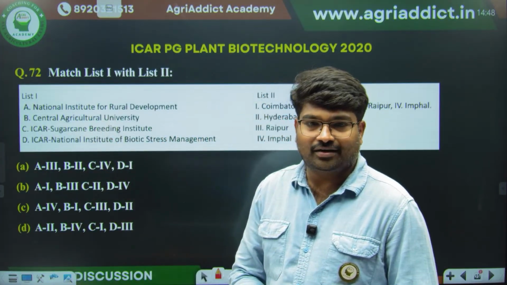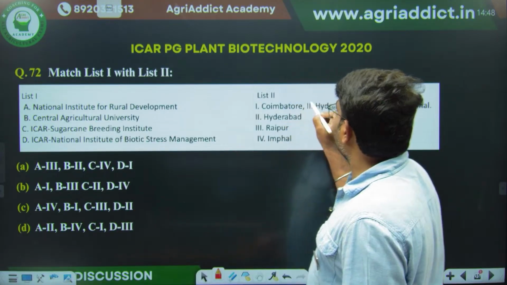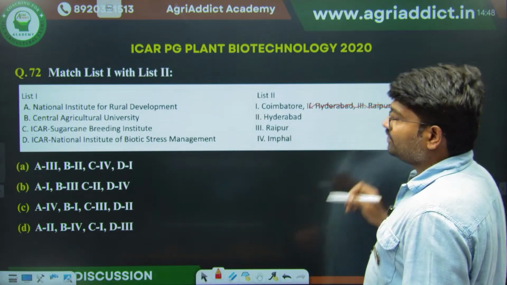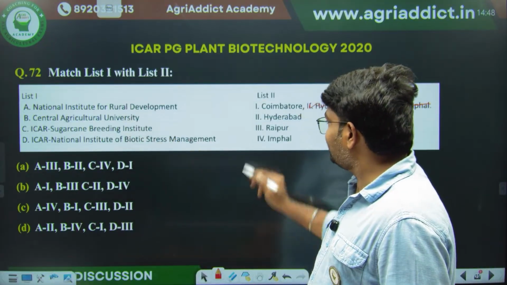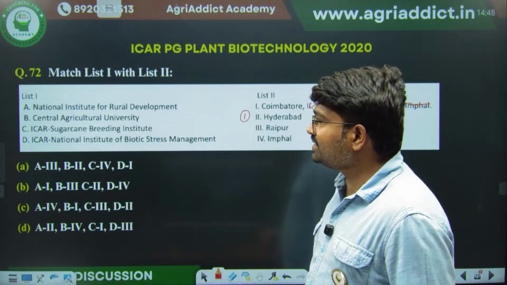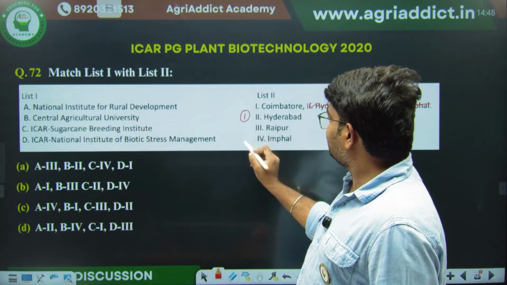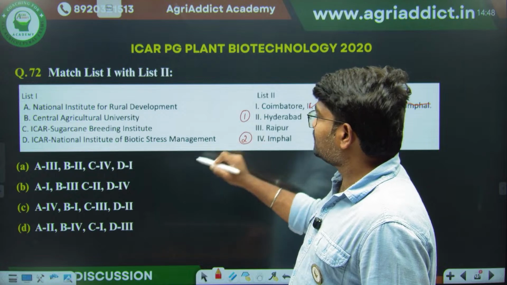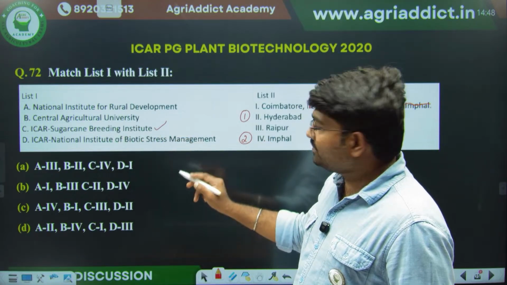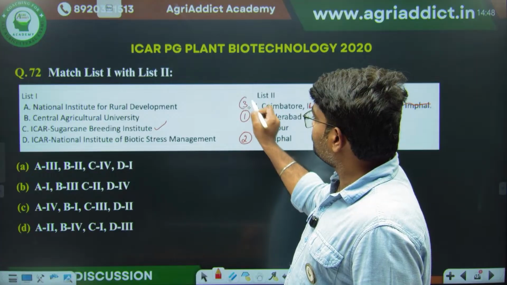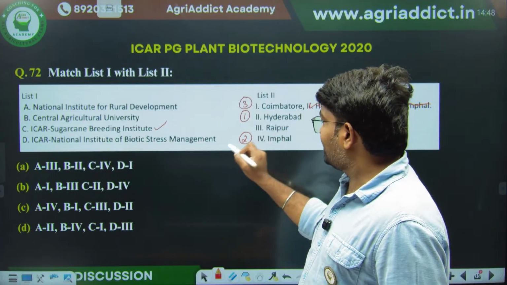Then another general agri question. Different institutes with their locations they have given. National Institute for Rural Development, where is it? Yes, this is a simple question. Hyderabad it is. CAU, Central Agricultural University, yes, it's in Imphal. Sugarcane Breeding Institute, in the last session itself I told, SBI is located in Coimbatore. National Institute of Biotic Stress Management, Raipur.